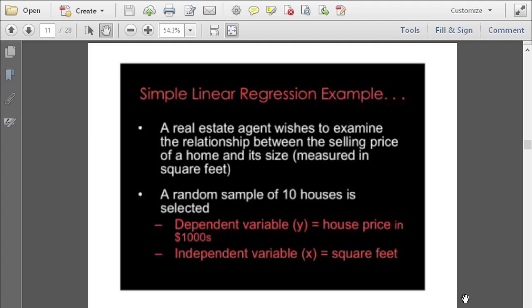Here's an example. A real estate agent wishes to examine the relationship between the selling price of home and its size, measured in square feet. A random sample of 10 houses is selected. So, gitanaw niya ang relationship between sa selling price of the home and its size. So, presyo o ang size sa balay.